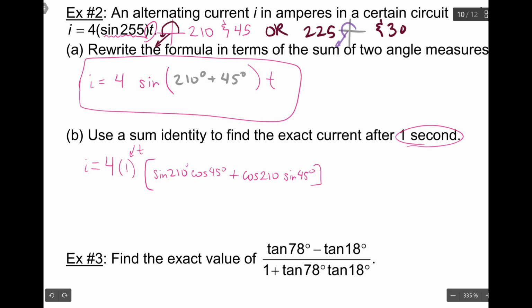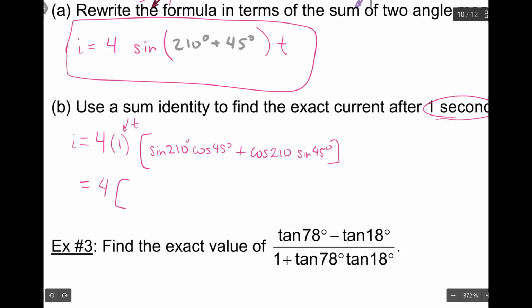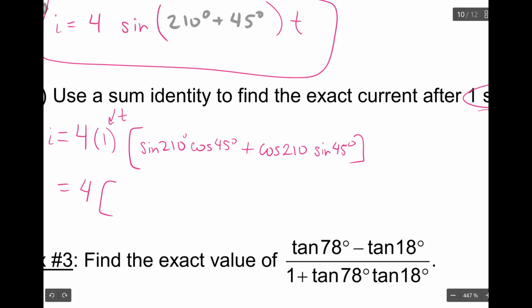And I know each of these values. So 4 times sine of 210. It will be 30 degrees more than 180. This is 90, 60, square root of 3 over 2, 1. The reason I drew it like this is because I'm going to be in my third quadrant. All students take calculus.